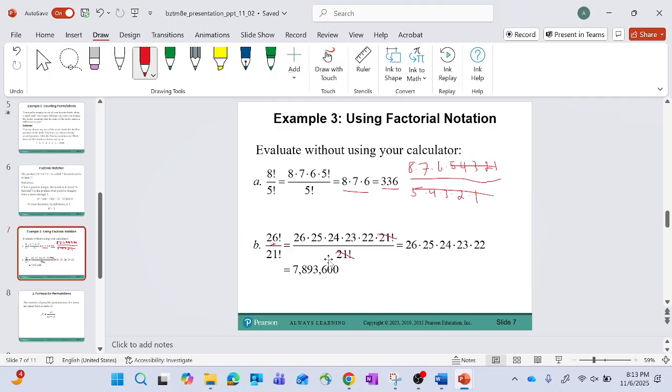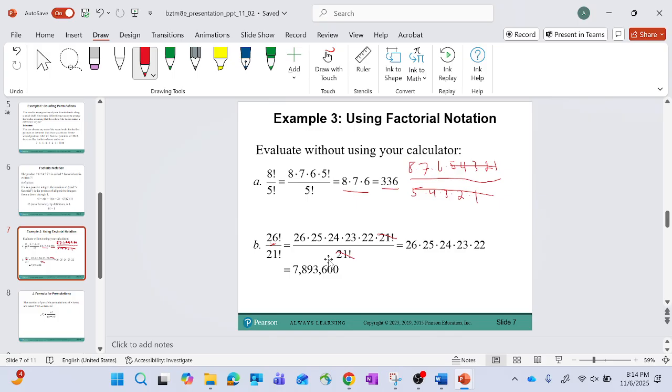Yeah, because 21 factorial is, well, 26 factorial is 26 times 25 times 24 all the way down to 1, right? And 21 factorial is 21 times 20 times 19 all the way to 1 as well, right? So that's why when you have 26 factorial over 21 factorial, it's just going to be all the numbers from 21, not including it, up to 26. Because they cancel out, right? 26, 25, 24, 23, 22.